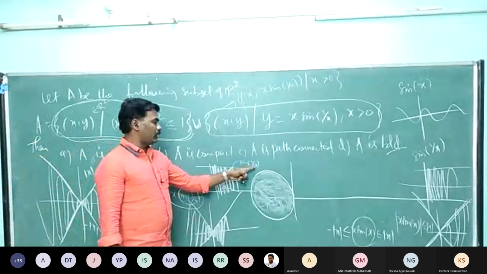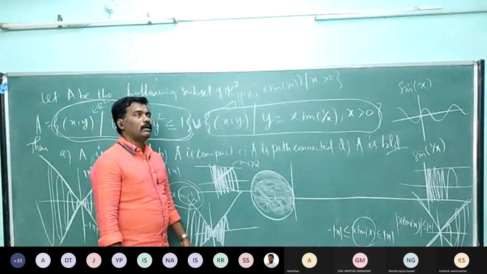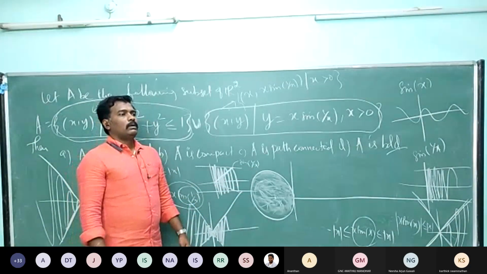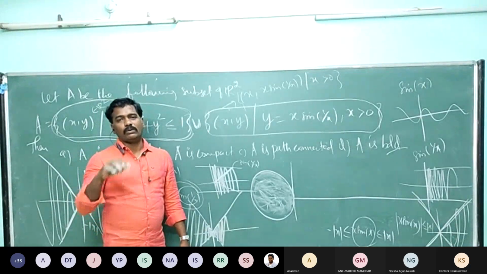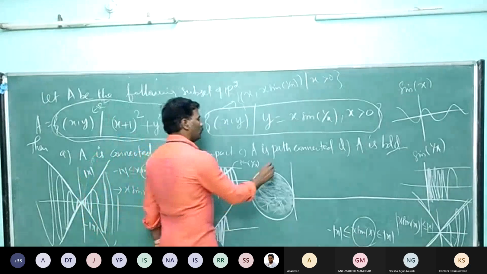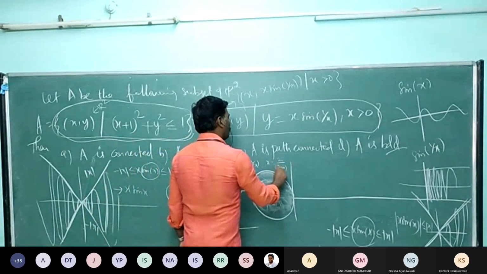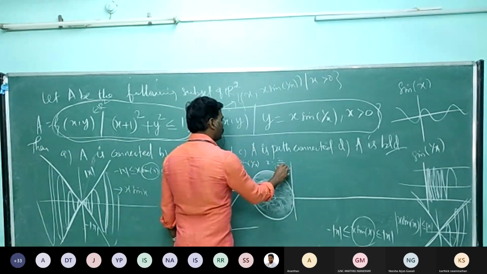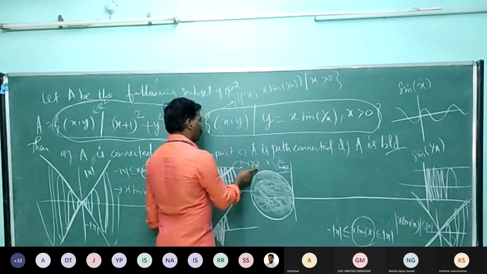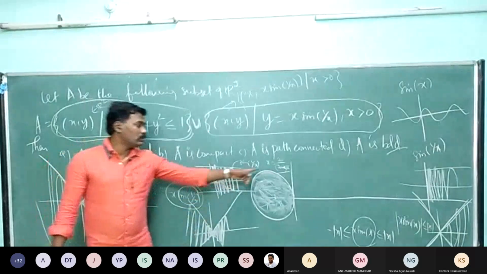But here, for x sine of 1 by x, whenever 1 by x equals (2n plus 1) pi by 2, that is x equals 2 by (2n plus 1) pi, or 2n minus 1, whatever it may be, I'm not sure, just to check it, you can apply it here. It always takes the value 1, 1, 1, 1. So this x is going to 0.